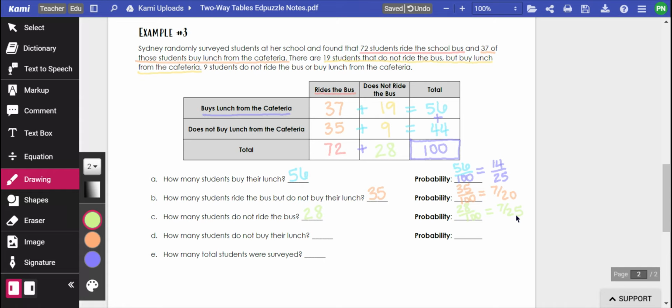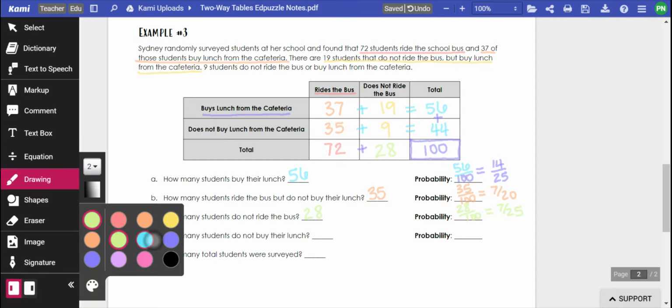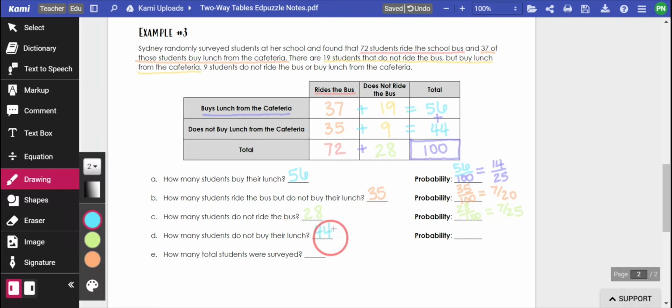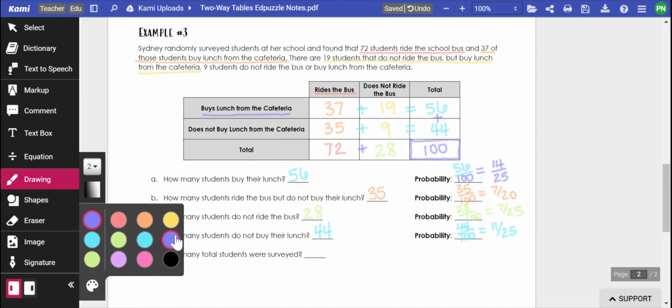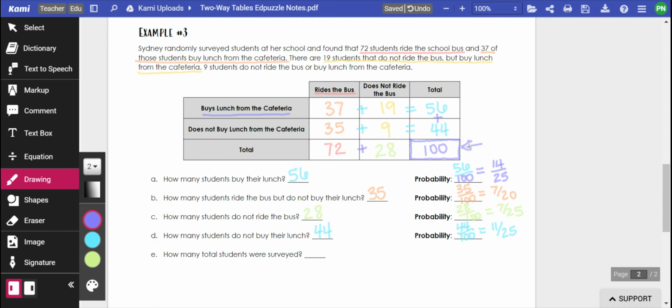How many students do not buy their lunch? So do not buy their lunch. We're looking at the second row. In total, we have 44. So 44 out of 100 for our probability, which reduces to 11 out of 25. And then how many total students were surveyed? That's just a simple one. We're again looking at this corner piece, also our denominator in all the probabilities, and that is 100. Okay, so I hope that was a super simple, easy lesson for you.